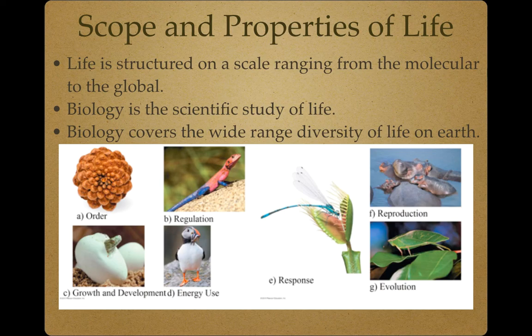Then we have the growth and development. All things grow and develop according to specific instructions coded for by their genes. Then for letter D, we have the energy use. All organisms use a source of energy for their metabolic activities. And then we have the response to stimuli. For example, plants respond to touch or sound. Bacteria can move toward or away from chemicals, and we call that chemotaxis. Or if the stimuli is light, you call that phototaxis.